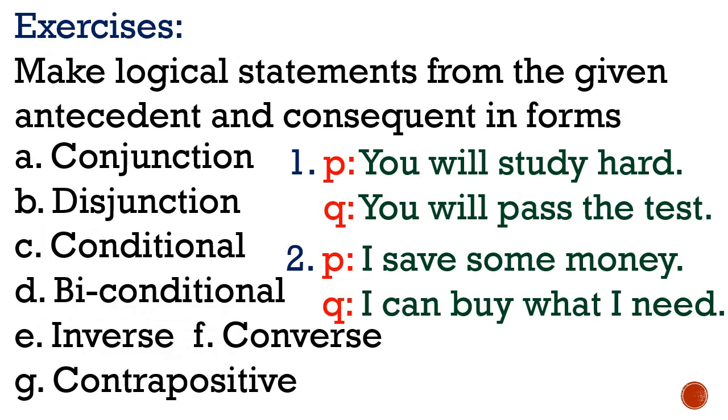Okay, so for your exercises, make logical statements from the given antecedent and consequent in forms: letter A, conjunction; B, disjunction; C, conditional; D, biconditional; E, inverse; F, converse; G, contrapositive. For number one, P, you will study hard, and Q, you will pass the test. Then for number two, P, I save some money, and Q, I can buy what I need. Pause the video, and after you answer these exercises, play it again to check your answers.